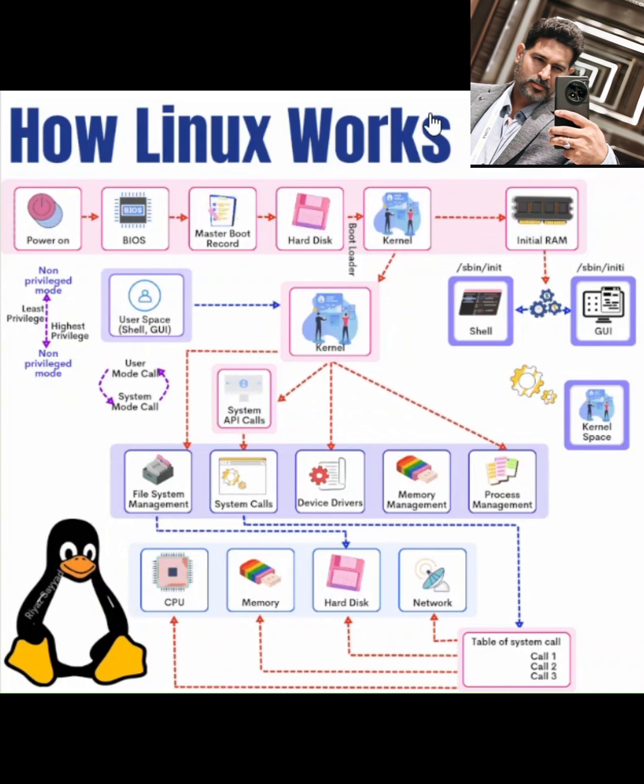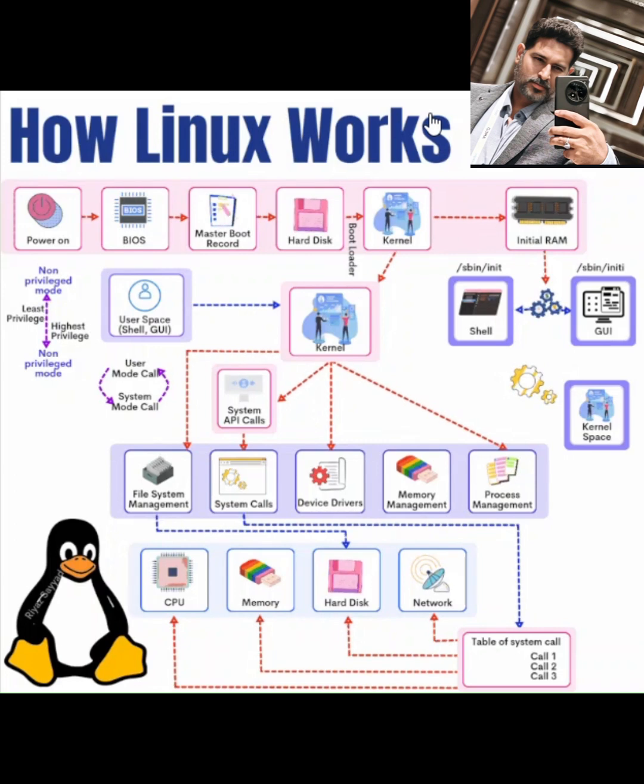Underneath the kernel, we have the actual CPU, the brain of your computer, memory, RAM, the hard disk, where your data is stored, and the network, allowing communication with other computers. The kernel acts as the intermediary between the software you use and this hardware. And finally, you see this little table of system call here. This is essentially a structured list of all the different system calls that user programs can make to the kernel. It's like a well-organized menu of services the kernel provides.